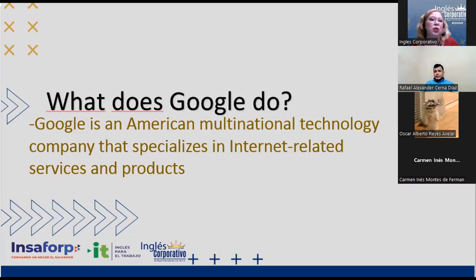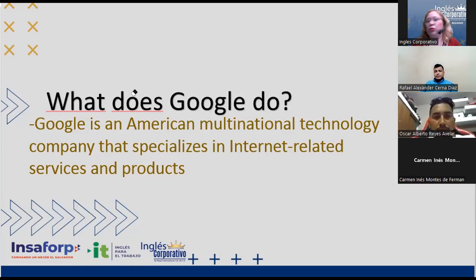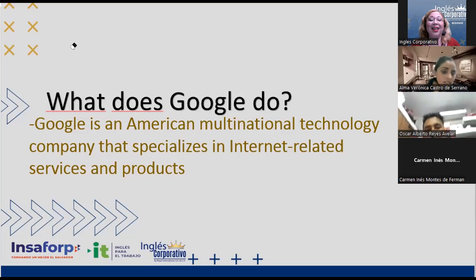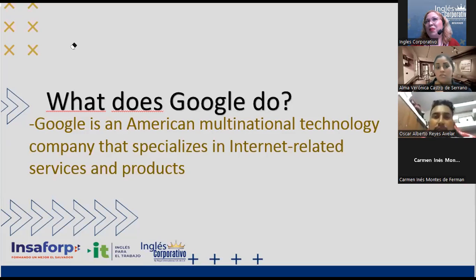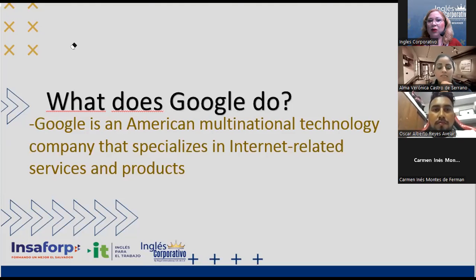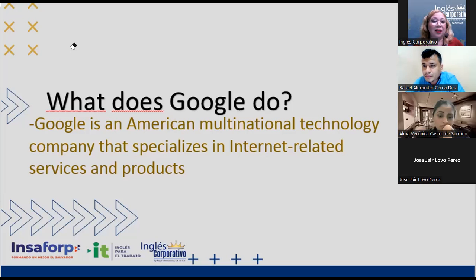Entonces, ¿qué podemos decir? What does Google do? A ver, basado en esto que tenemos acá, ¿cómo lo diríamos? Technology company of service and products. Ok, pero hay un montón de compañías que ofrecen servicios y productos. No hay una diferencia para decir, este es Google, right? Google is search, buscador. Es el más popular, searching.